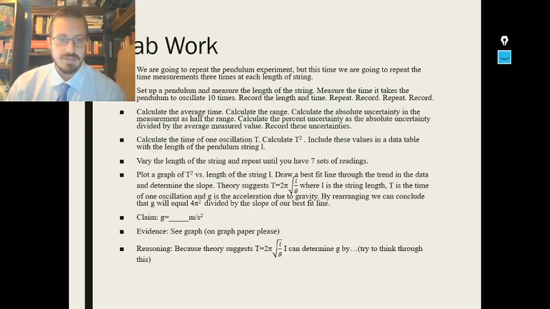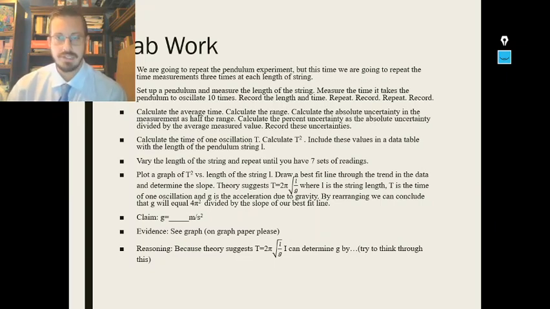All right, so 7 sets of readings. Once we have 7 sets of readings, we're going to plot a graph of time squared versus the length of the string L, very similar to how we did the pendulum lab 2 weeks ago, and this time we're going to be using those average values for time squared. Draw a best fit line through the trend in the data and determine the slope, right? So remember, find 2 points that aren't data points that are on your best fit line, and they intersect the gridding of your graph paper, which allows you to read their coordinates off and then do a slope calculation. The rise over the run, the difference in the y values, which are the time squared values, divided by the difference in the x values, which are the length values for this experiment.